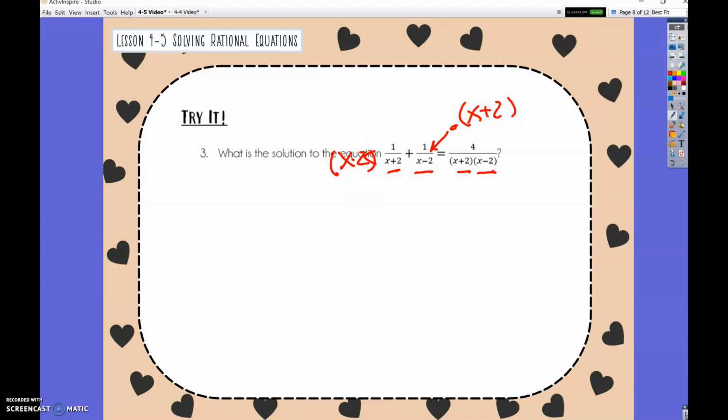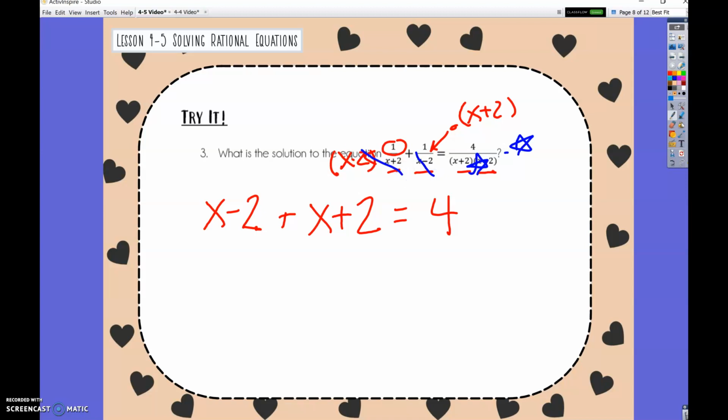I love this example because it's just 1 on the top. So 1 times x minus 2 will be x minus 2, plus this 1 times x plus 2 will just be x plus 2, equals 4 because he already had everything. Remember, my denominator is going to go away because if this was star and I multiply by star, all of those are just going to cancel. So I'm just going to go ahead and combine my like terms.